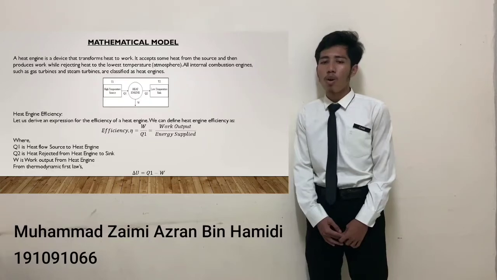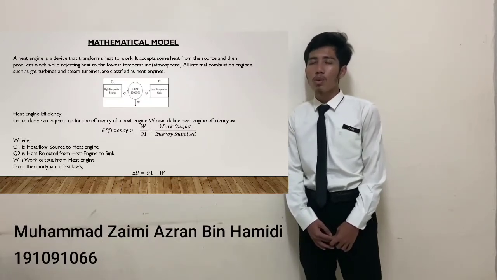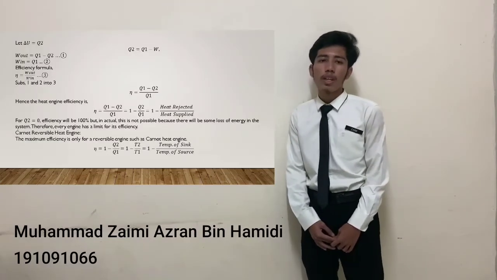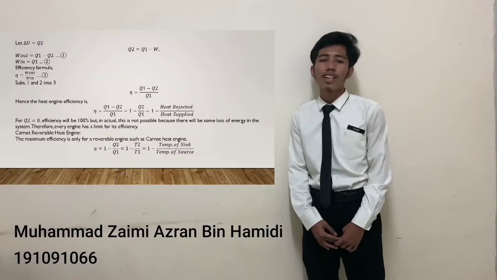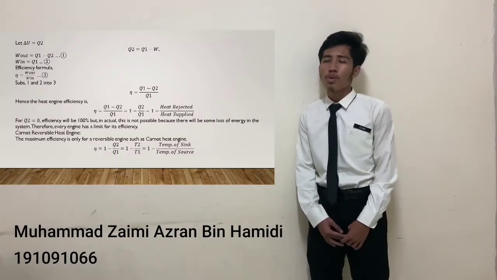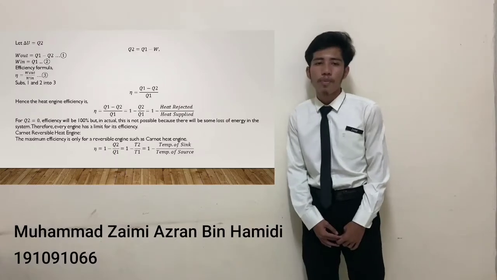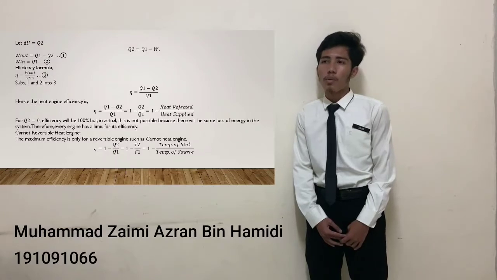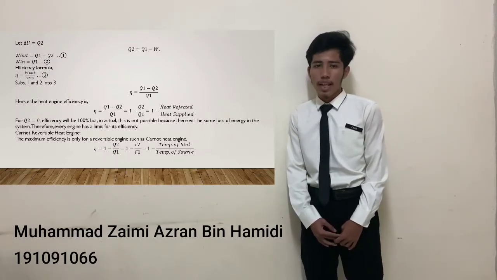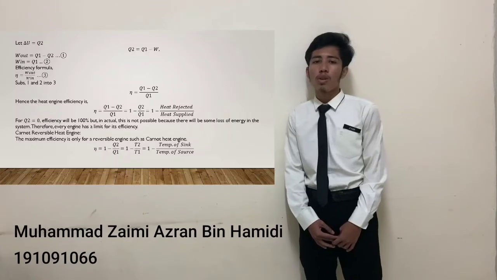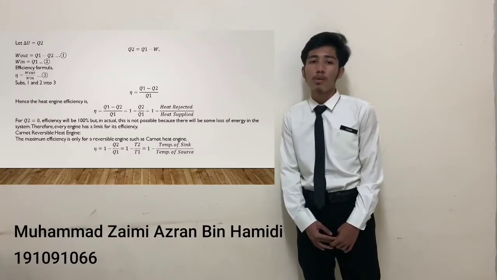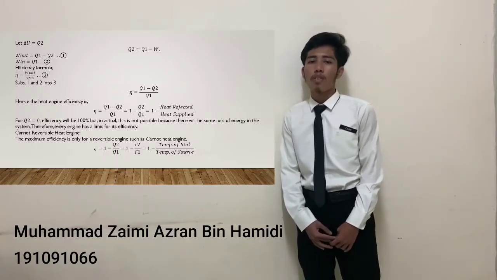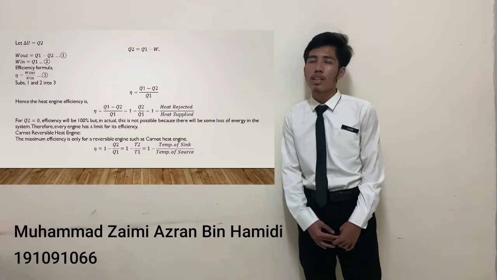From the thermodynamic first law, delta U is equal to Q1 minus W. Then let us assume that delta U is equal to Q2. Q2 equals Q1 minus W. Then work output equals Q1 minus Q2, as our first equation. Then work input is equal to Q1 as a second equation. As we know, efficiency equals work output over work input, as our third formula.